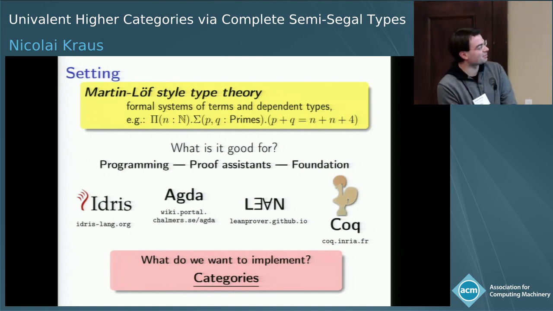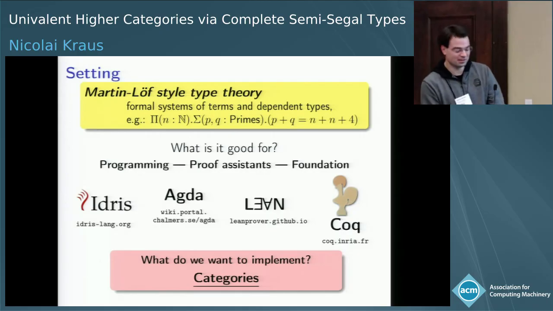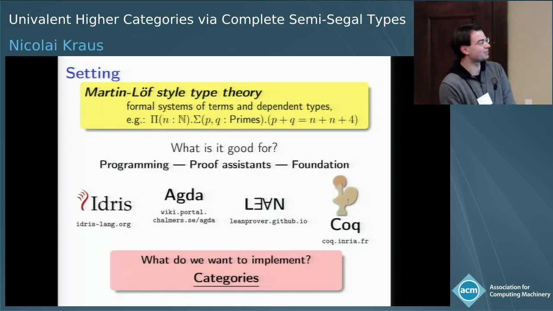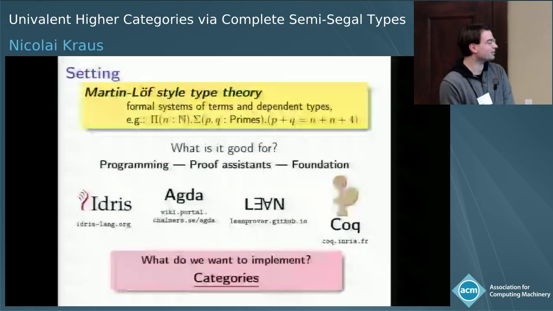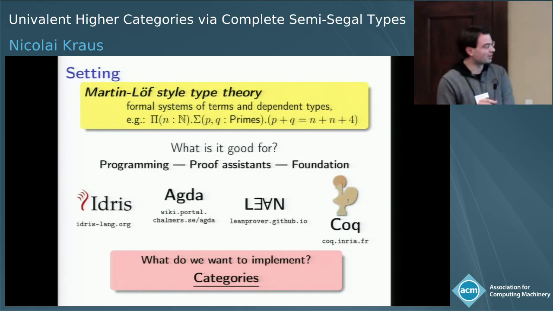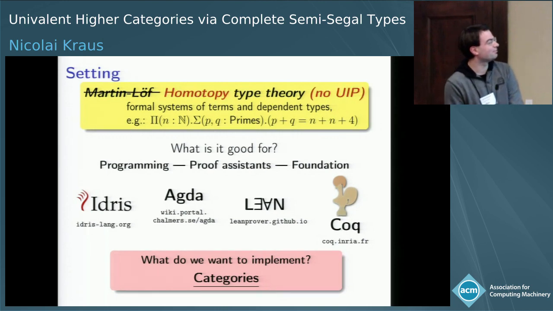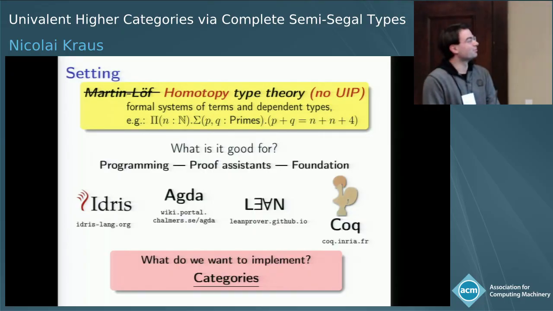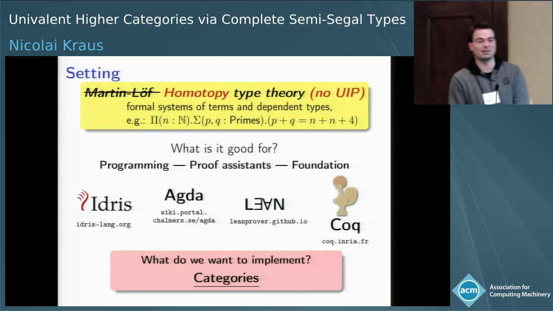And I'm not so much interested in programming, but I'm more interested in using type theory for proving and also using it as a foundation. So if you just start with type theory, you can build all kinds of mathematics on top of it. And in this talk, I want to talk about how to implement categories in type theory. To be a bit more precise, we do homotopy type theory, but it's really not very different. So I will use univalence, but it doesn't really play a big role for this talk.